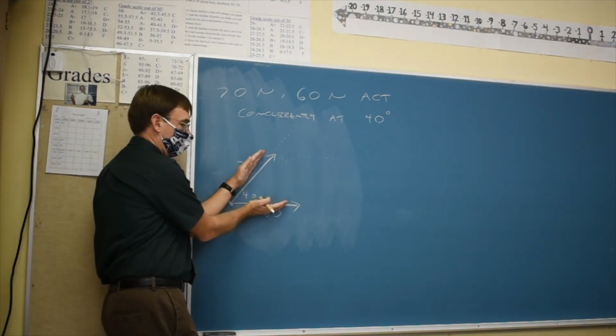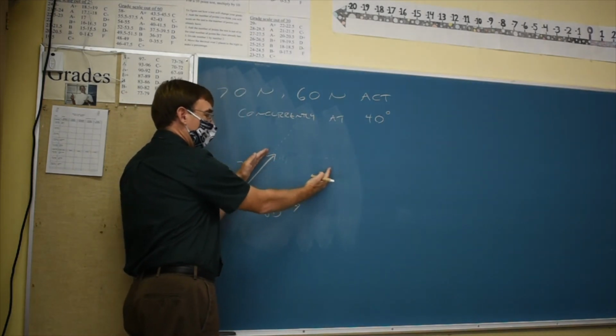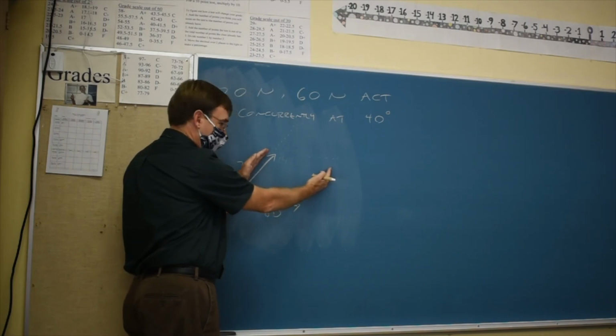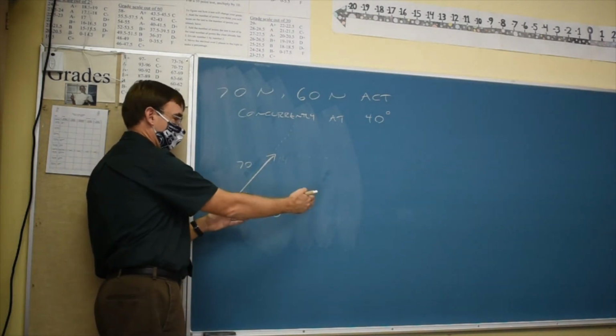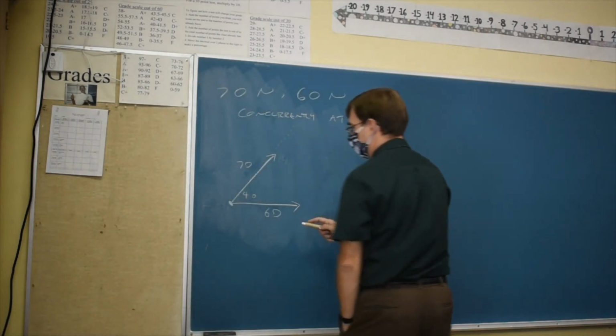Your other choice would have been leave the 60 where it is and take the 70 and kind of push it to the right. But again, these two things would be parallel. Again, you'd have those interior angles on the same side of the transversal. Again, you'd come up not with a 140, but with a 40.